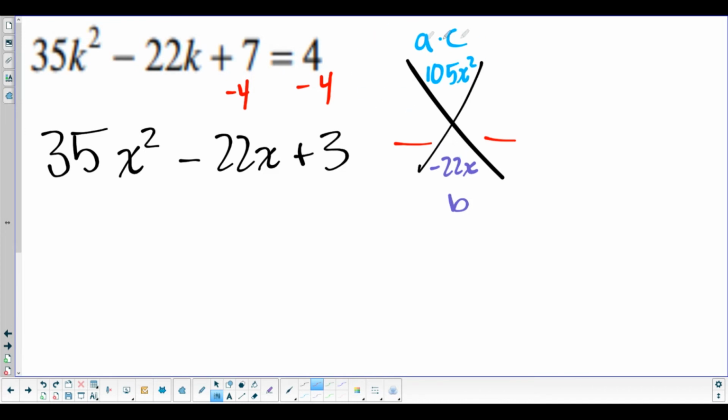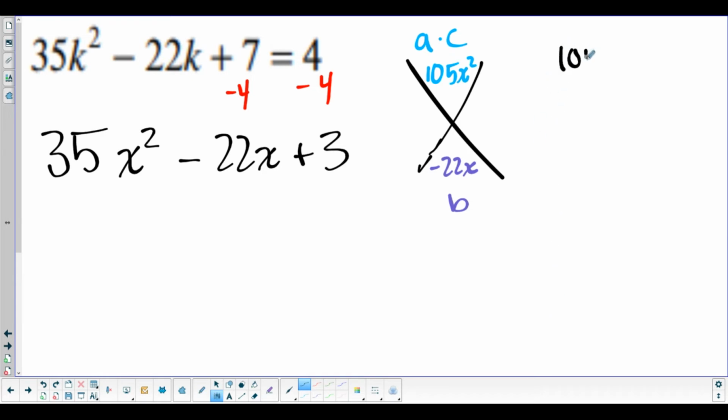Well, if A times C is positive, but B is negative, then I know that both of my answers have to be negative. It's the only way to add to this negative number, if my two things that I find are both negative as well. And so I don't have to worry about multiplying a positive times a negative. So I can just find the factors of 105.